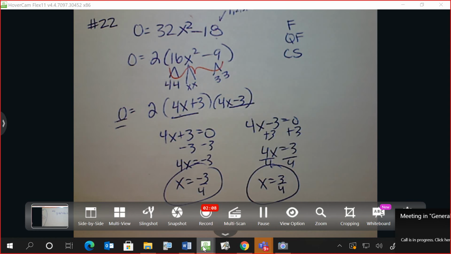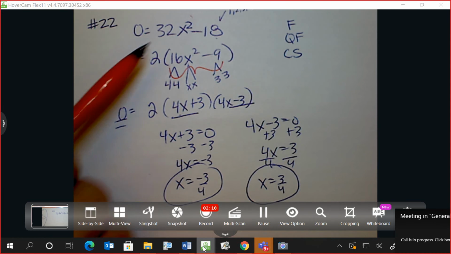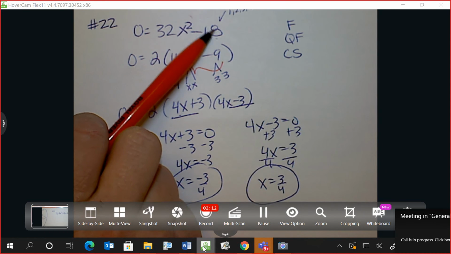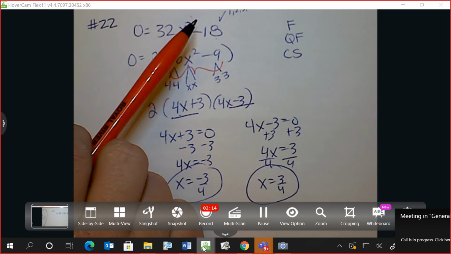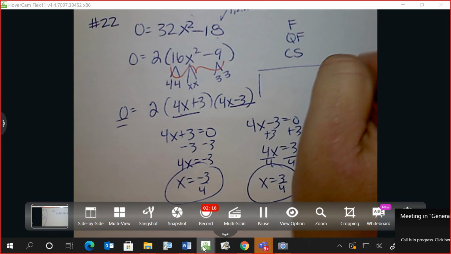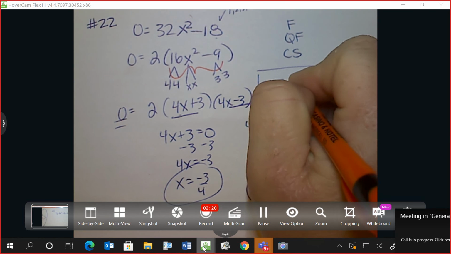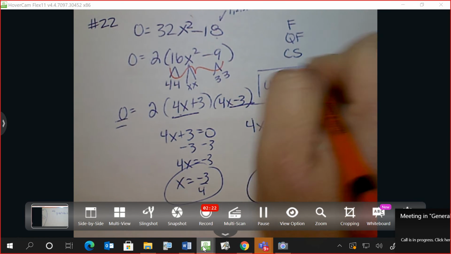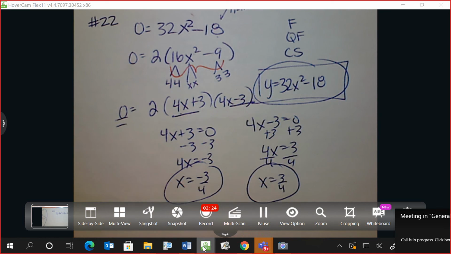How can you verify you did this correctly? Well, I have a quadratic equation here, and you can verify that these are the correct answers by going into Desmos and graphing this function. So graph this original function. Take out the 0 and put in a y.